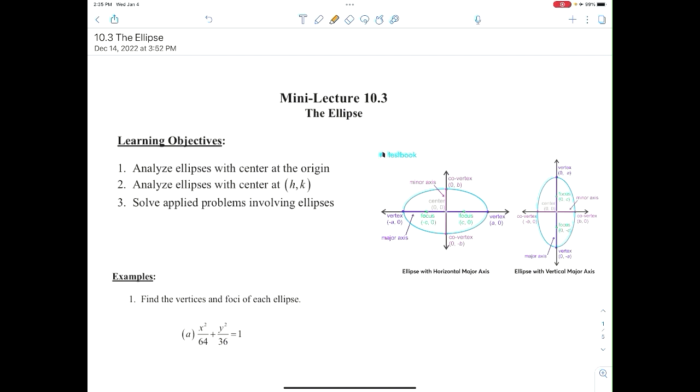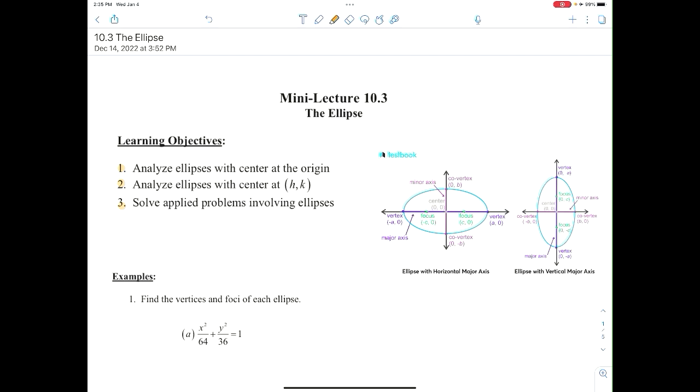Welcome to 10.3. We are going to take a detailed look at the ellipse. Some of our learning objectives are to analyze ellipses with center at origin. Also, when the center is not at the origin, when it's at a different point. And then solve applied problems that involve ellipses.